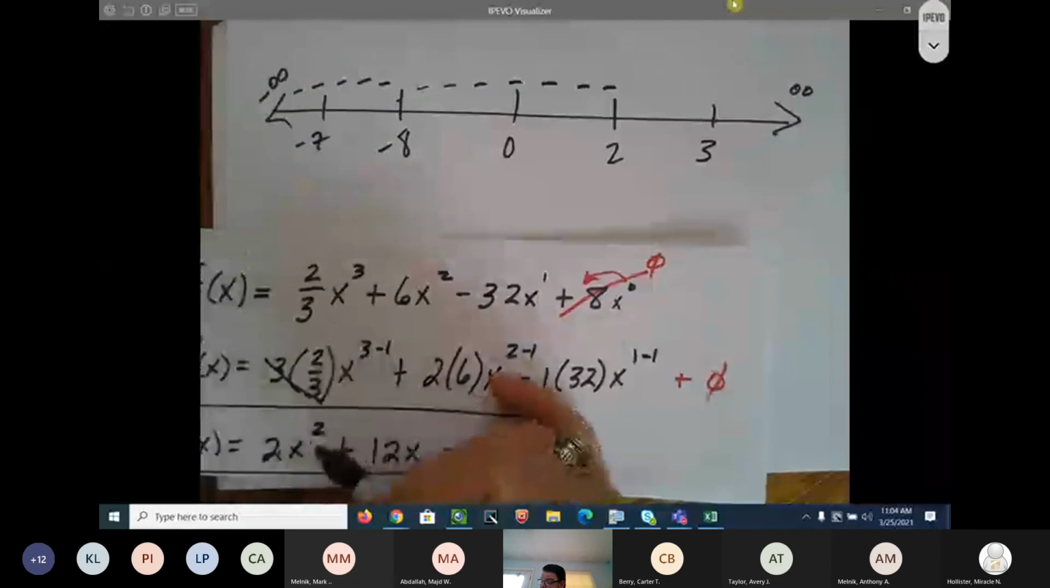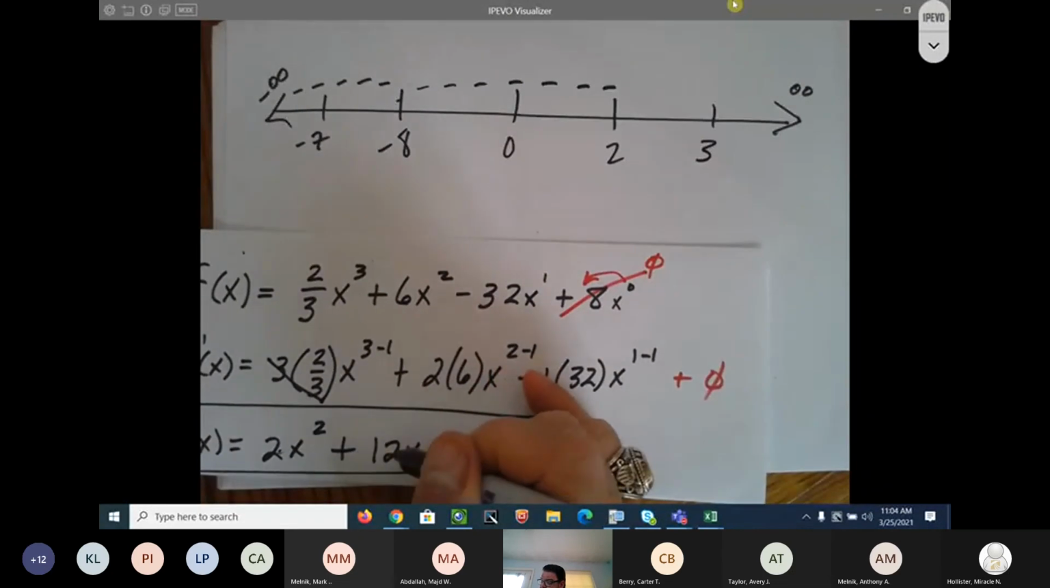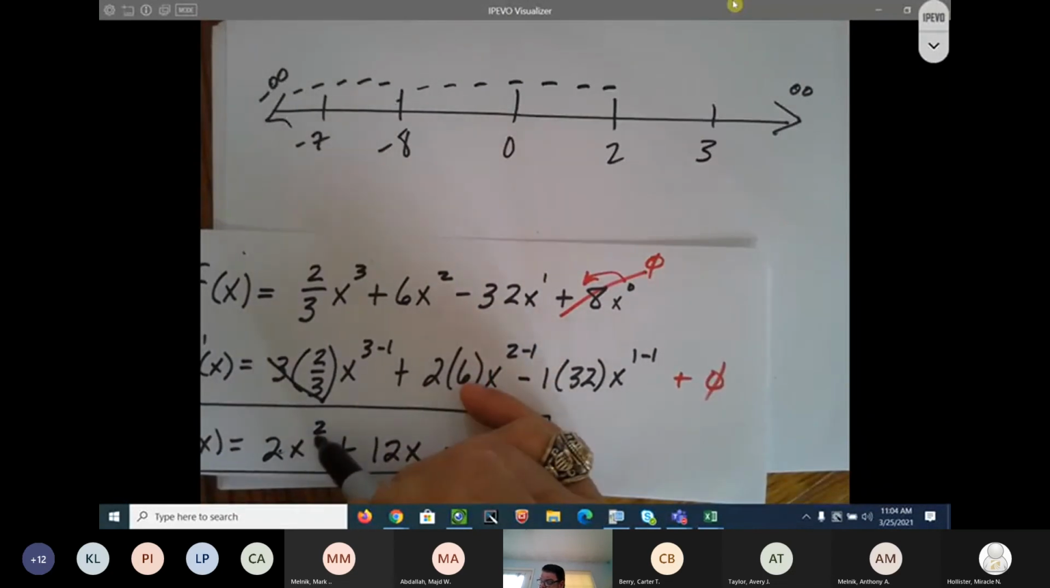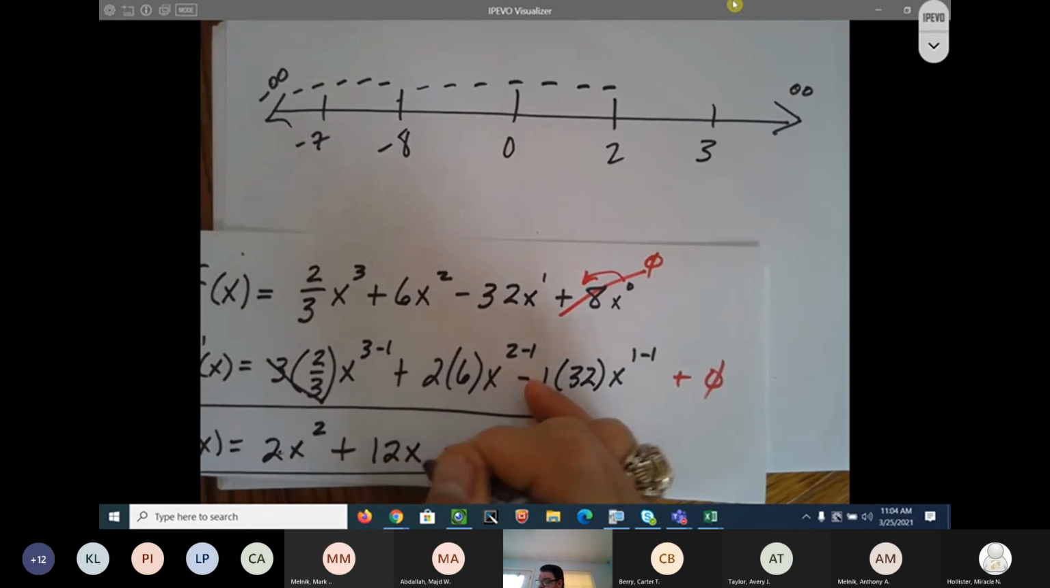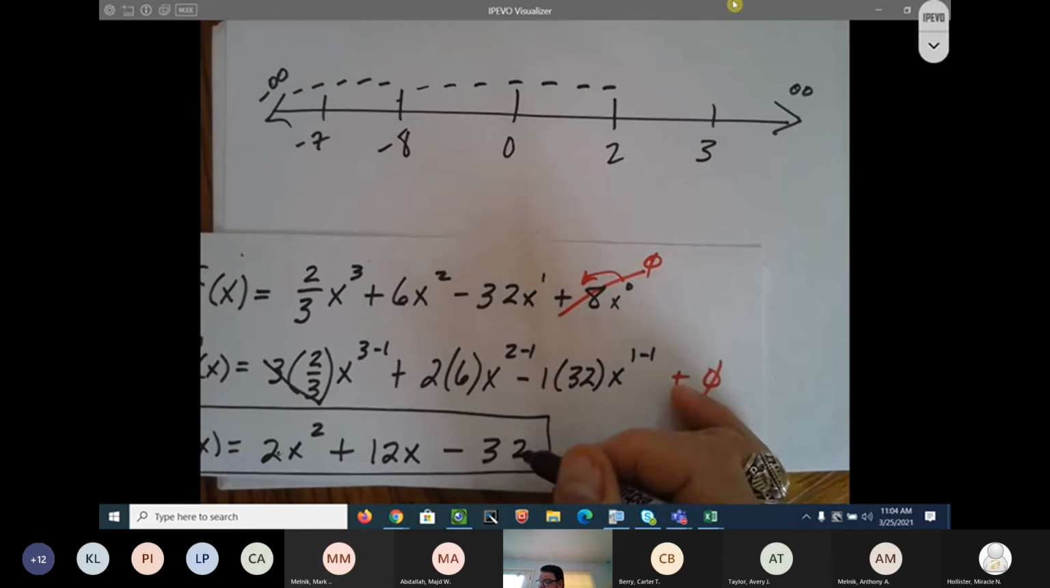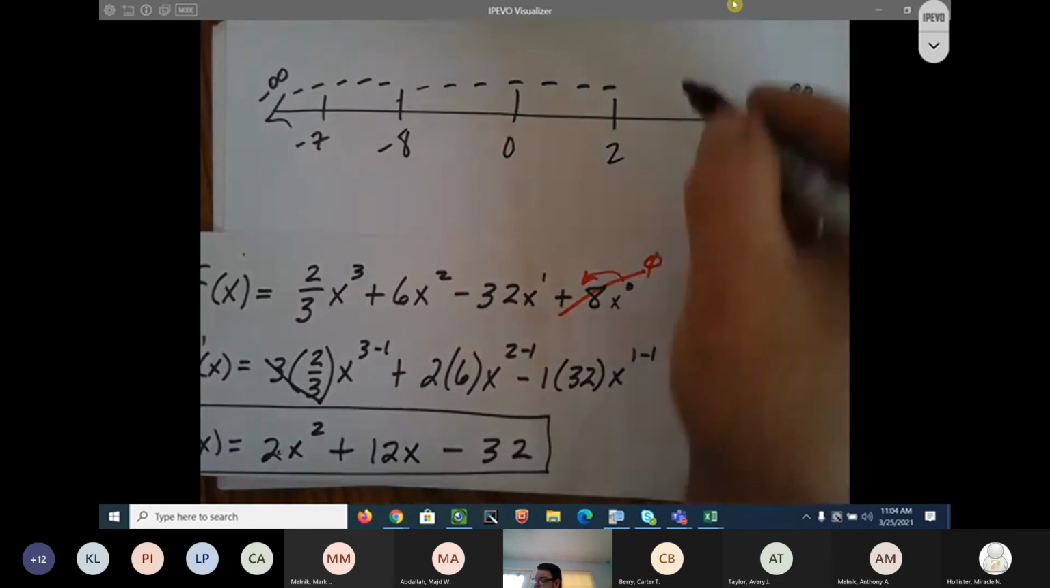So now let's plug in 3. 3 squared is going to be positive plus positive. I mean, 3 squared is what? 9. That's 18. 18 plus 36 is what? 54. 54 minus 30 is what? Positive.